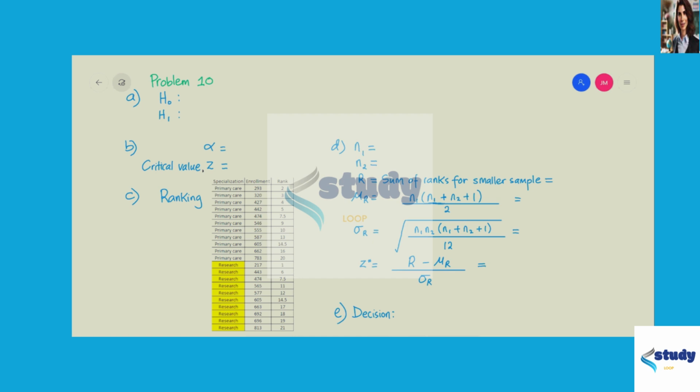So the first thing is to state the null hypothesis, which in this case is that there is no difference in enrollment. And the alternative hypothesis is that there is a difference in enrollment.